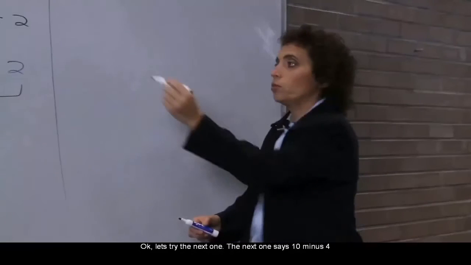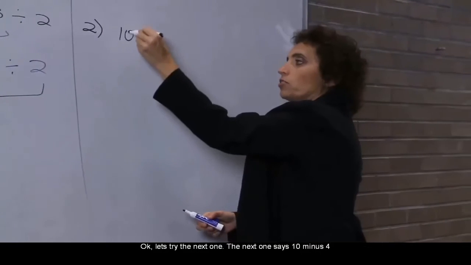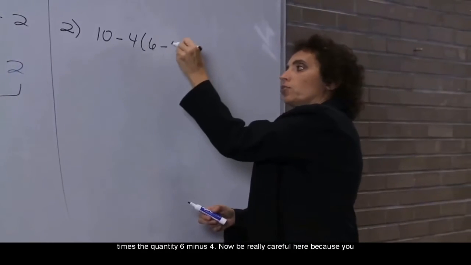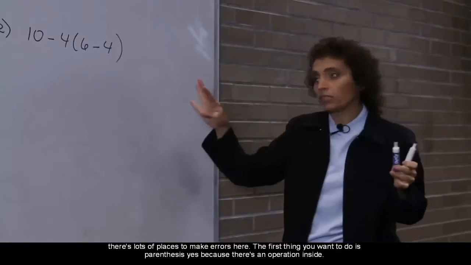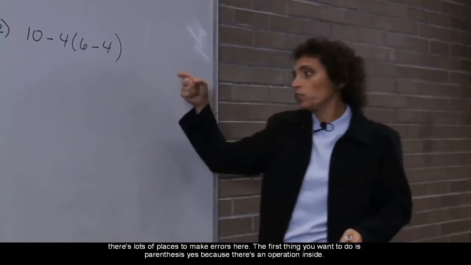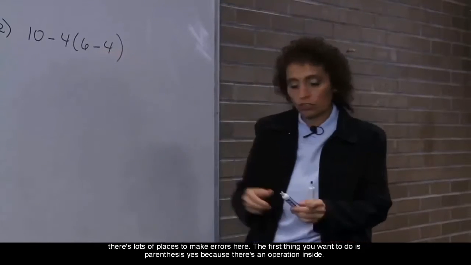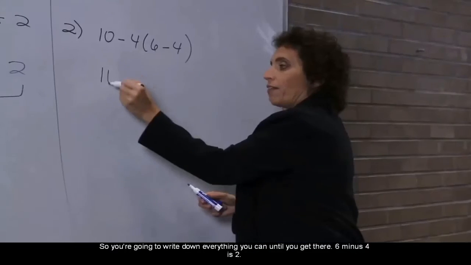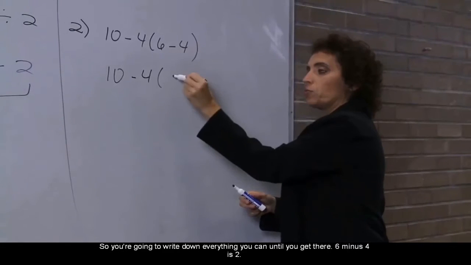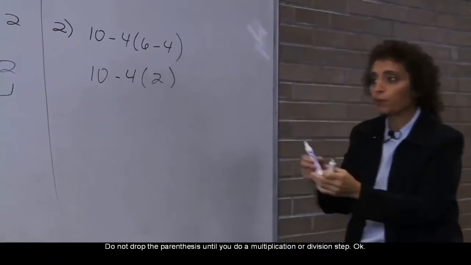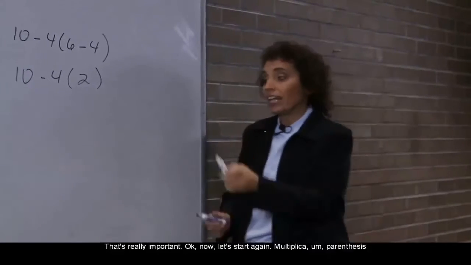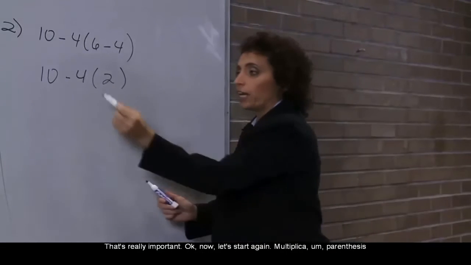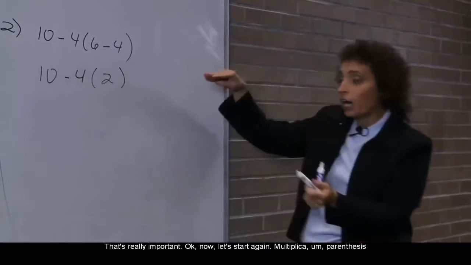Okay, let's try the next one. The next one says 10 minus 4 times the quantity 6 minus 4. Now be really careful here because there's lots of places to make errors here. So the first thing you want to do is parentheses, yes, because there's an operation inside. So you're going to write down everything you can until you get there. 6 minus 4 is 2. Do not drop the parentheses until you do a multiplication or division step. Okay, that's really important.